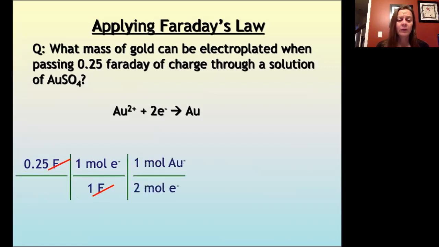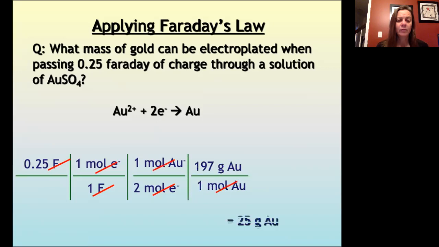And then we know that for every 1 mole of gold, we have 2 moles of electrons. We cancel out the moles of electrons. And now we just need the mass of gold. So we'll use the molar mass of gold, and we'll be able to cancel out moles. And we find that by passing 1/4 of a Faraday of charge, we can generate 25 grams of gold from our solution.